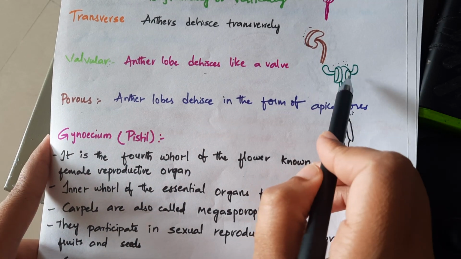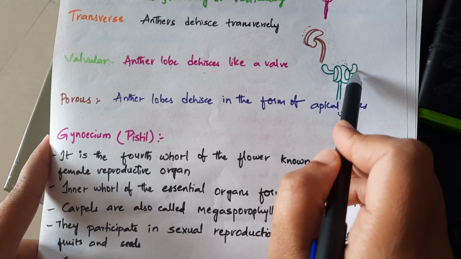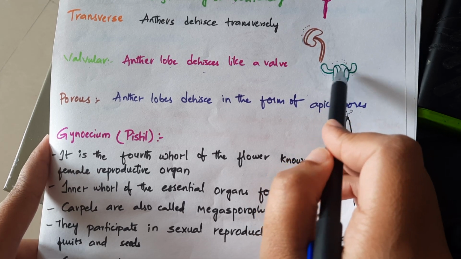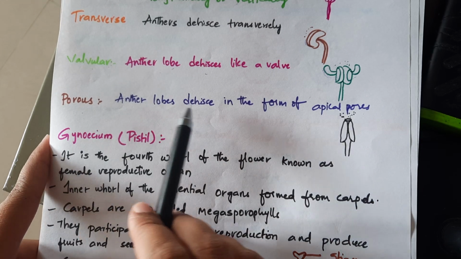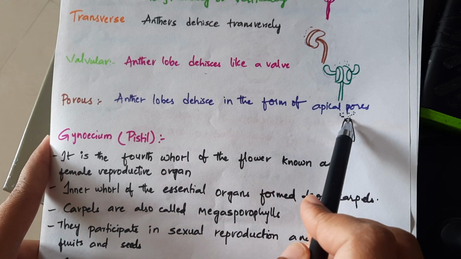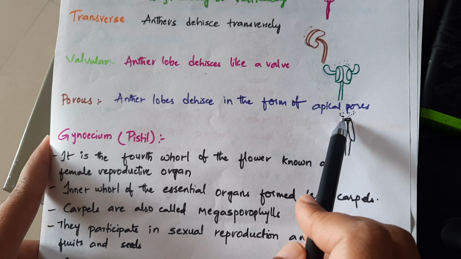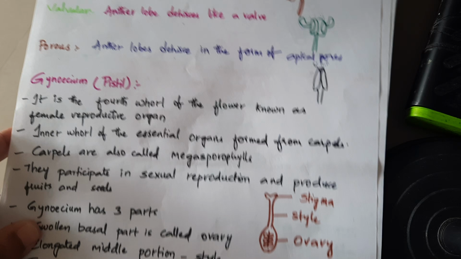See here, in the form of valves, the wall of the anther will come outside and the release of pollen grains will take place. Then porous anther lobes dehisce in the form of apical pores. See here, there is a small pore-like structure from which the release of pollen grains will take place.